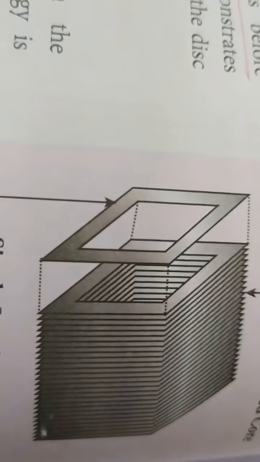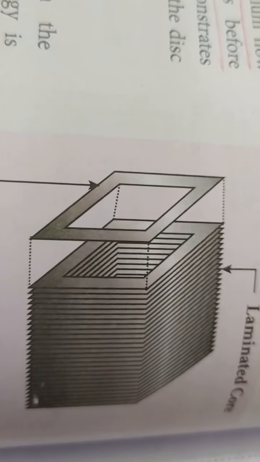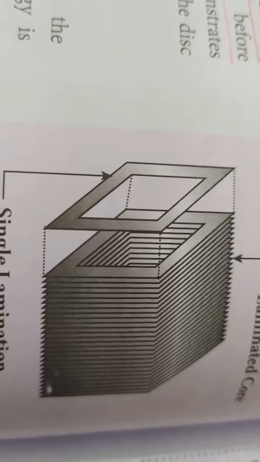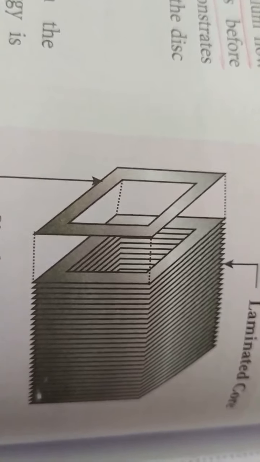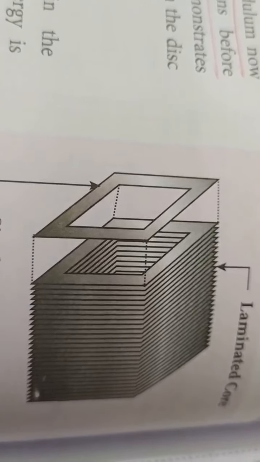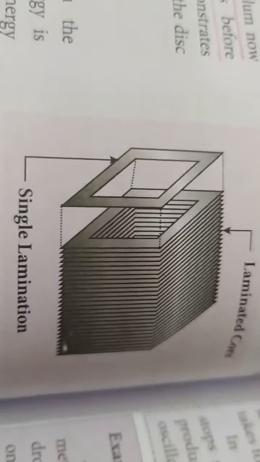In this case, the plate is cut into small slices and it can be used. This is in the case of a transformer. So you can avoid eddy currents in these two ways. That is the main thing.